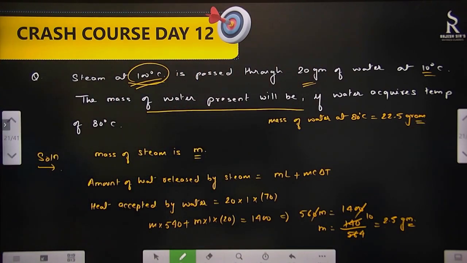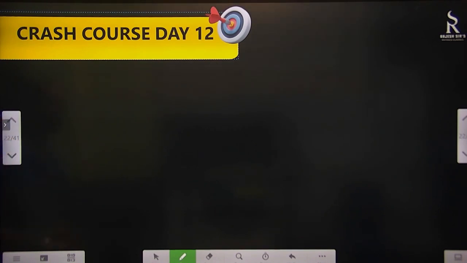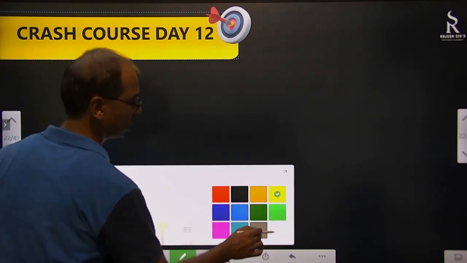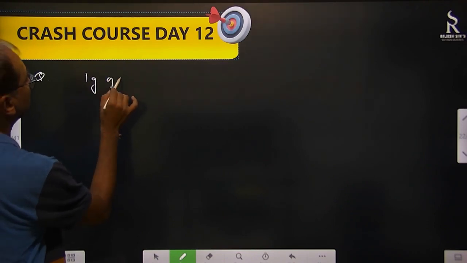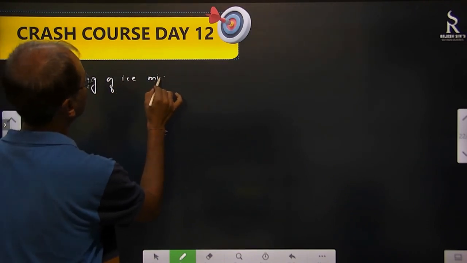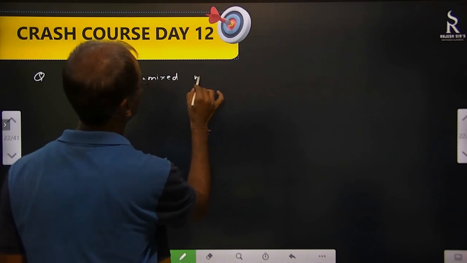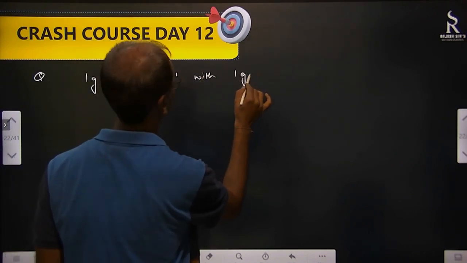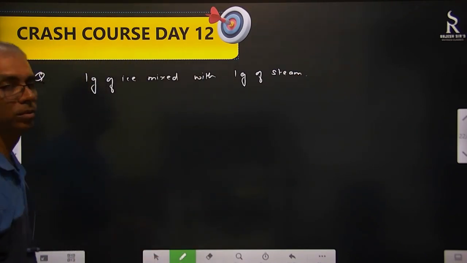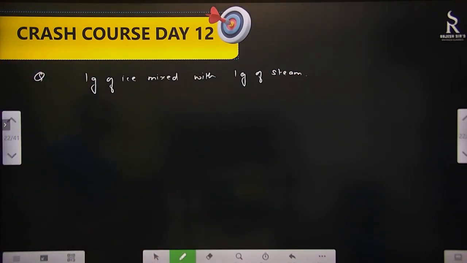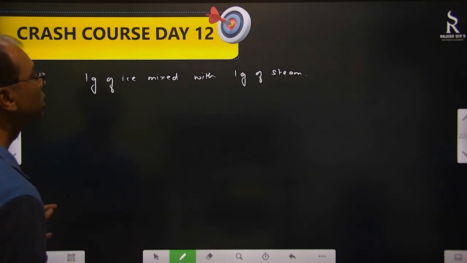Okay, this is how mixture questions are done. Okay, one more question we will do. Okay, directly steam and ice will mix. So let's see. Question is 1 gram of ice mixed with 1 gram of steam. And what do you have to do? Find temperature of mixture and composition. What else? Okay, what's going to happen in this case?